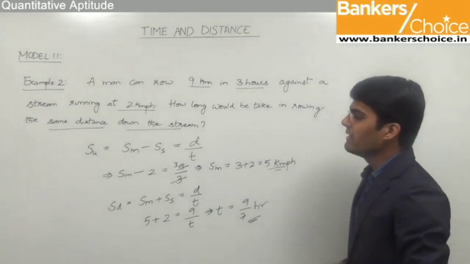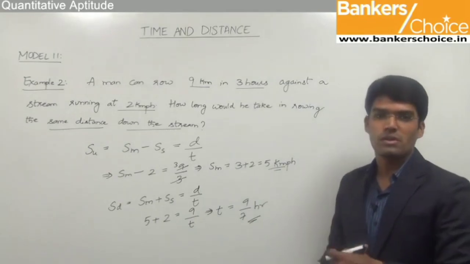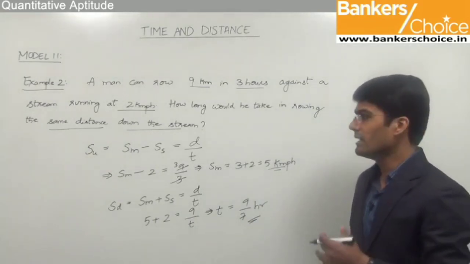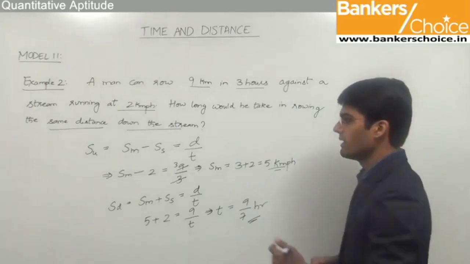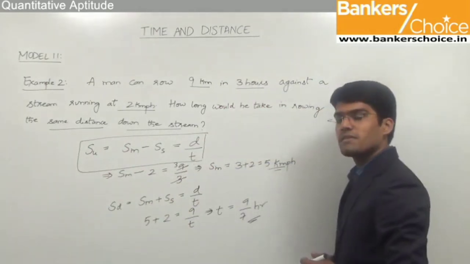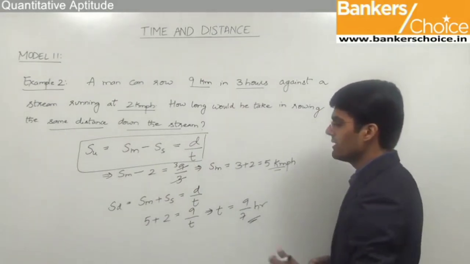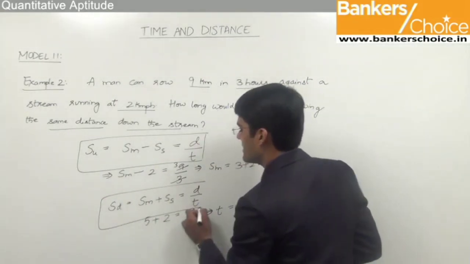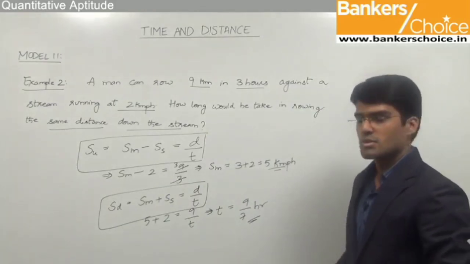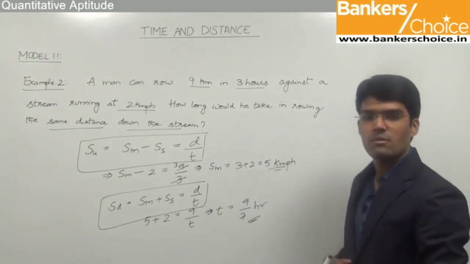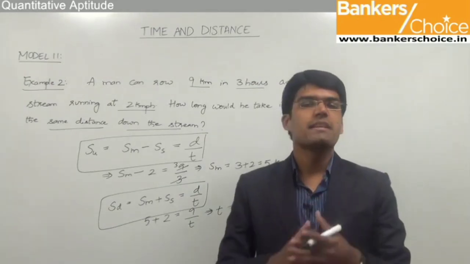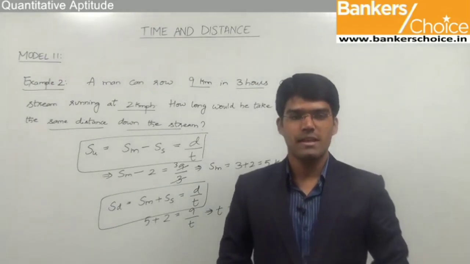So friends, as you can see here, this is how simple it is to solve the questions from boats and streams. We simply need to consider the proper equation, that is the upstream or the downstream equation. The upstream equation is speed of the man minus speed of the stream equals distance by time, and the downstream equation can be taken as speed of the man plus speed of the stream equals distance by time. So with the help of these equations, we can just find out the missing variable and get the required answer. These are the various concepts that are generally asked from time and distance.